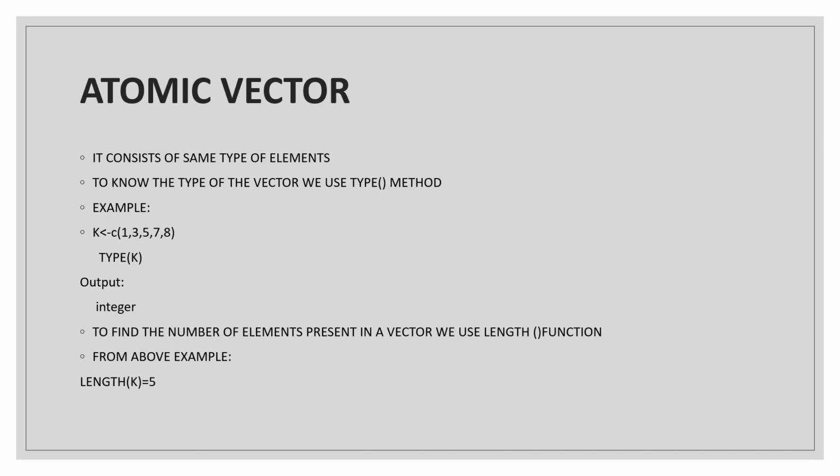So to know the type of the vector, we use typeof method. For example, let us see k equals to c of 1, 3, 5, 7, 8. To know the type of the k, we use typeof(k) function. So the output will be integer because the k vector contains integers. To find out the number of elements present in a vector, we use length function. So from the above example, to find the length of the k, we use length(k) function, which gives the output as 5 because k contains 5 elements.